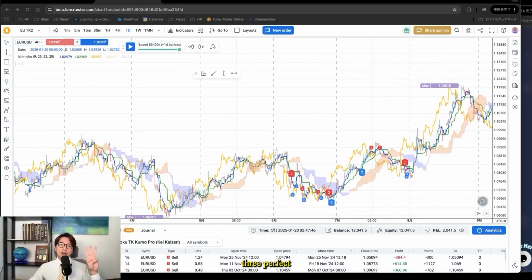And number 3, perfect for Ichimoku. Ichimoku is all about trend quality, momentum, timing, and also confirmation. So backtesting allows you to feel the rhythm of Ichimoku. You start to understand when Kumo is weak, when Tenkan-sen and Kijun-sen become strong, when Chikou span becomes reliable, and when volatility is high, etc. You cannot learn this from books. You learn it from experience. And Forex Tester gives you that experience.